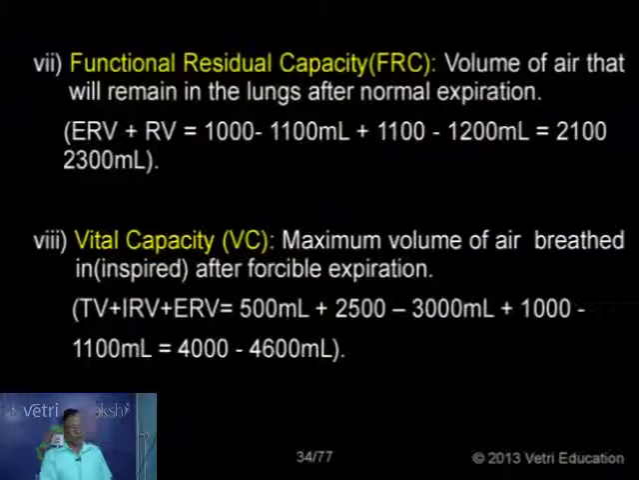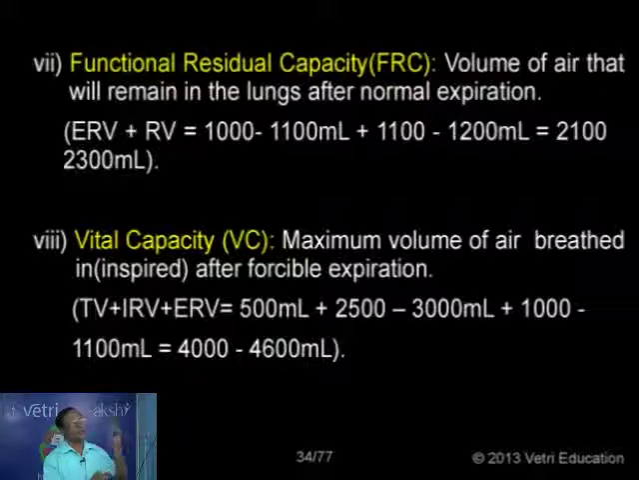Now I'll take one more thing, the functional residual capacity. This is the volume of air that remains in the lungs after normal expiration. I mentioned earlier that the residual volume is the air that remains after forcible expiration. For the functional residual capacity, you take ERV plus residual volume. ERV is 1000 to 1100, and residual volume is 1100 to 1200, so we have the range 2100 to 2300.